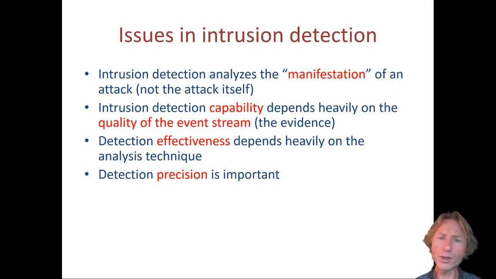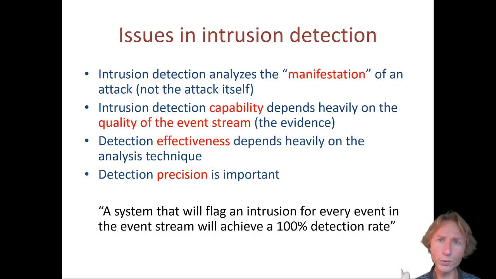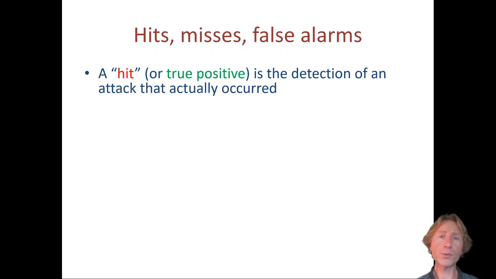So let's talk about a number of terms that we use in intrusion detection. We're going to do this by means of an example, right? If we have a system that will flag an intrusion for every event in the event stream, we will achieve a 100% detection rate. We simply classify everything as an attack. But clearly, this is not the kind of intrusion detection system that we're looking for. So what is the balance? How do we make this trade-off? For this, I want to talk you through a number of terms that we're going to use in this lecture, and that are used in general in the area of intrusion detection.